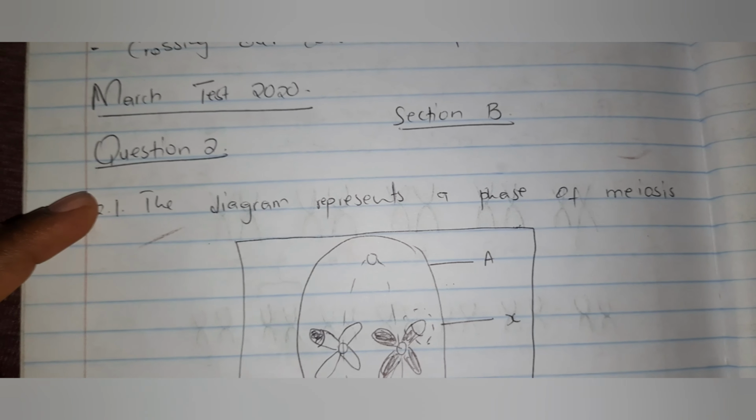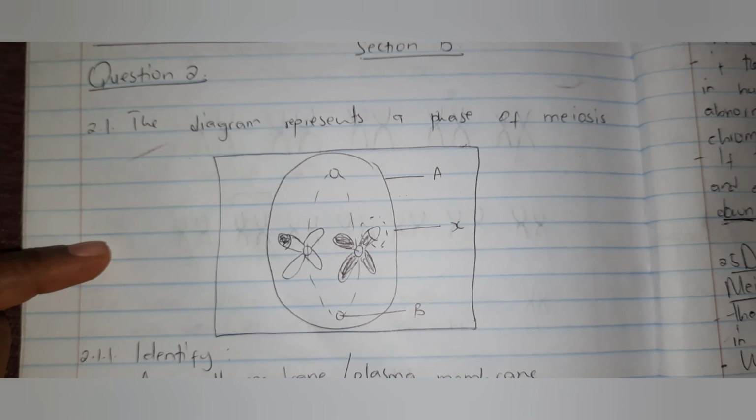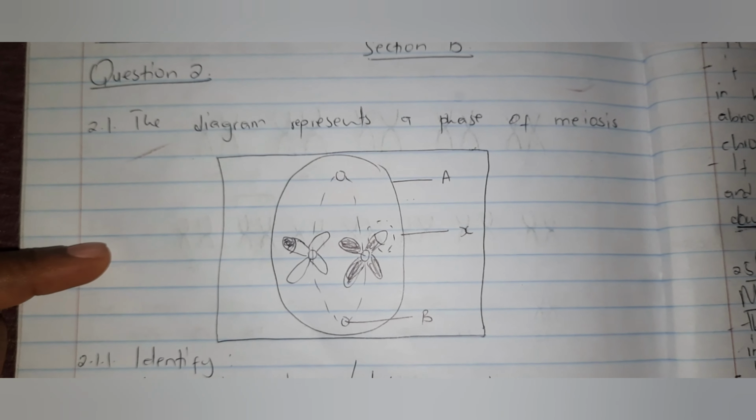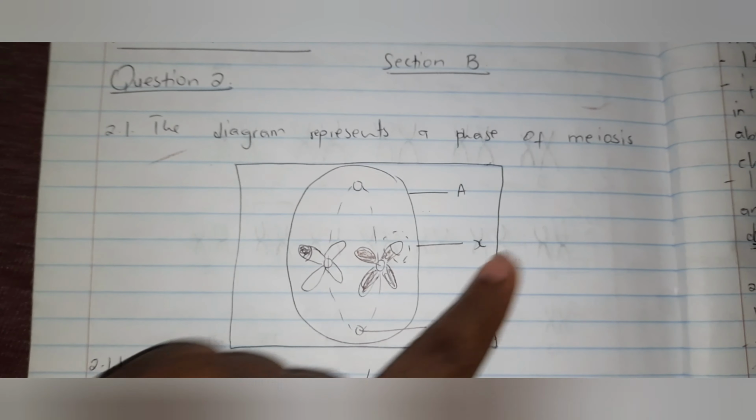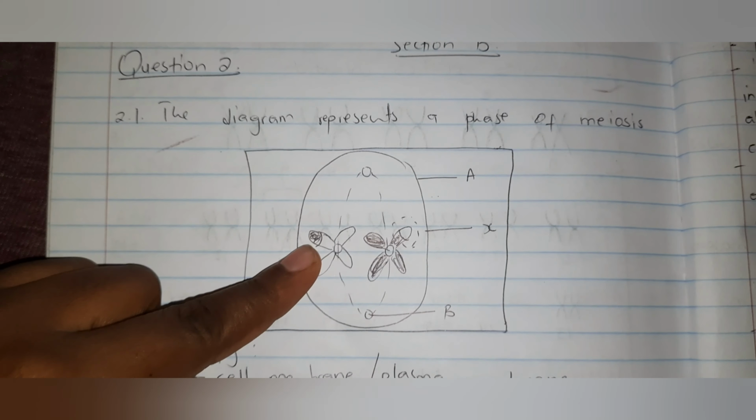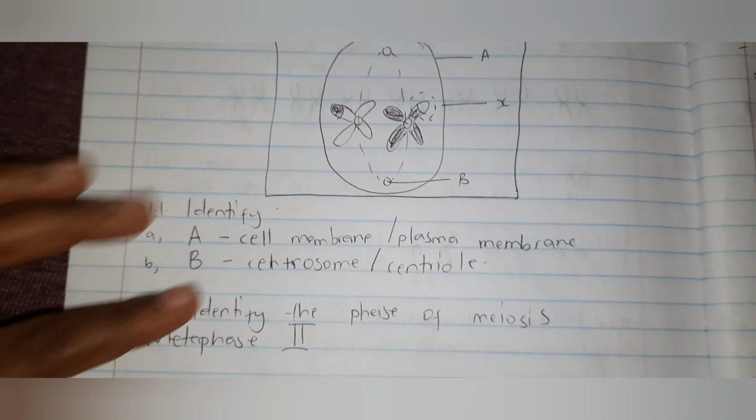So let's start with question 2, which is section B. We are given the diagram here of a phase of meiosis. The diagram represents the phase of meiosis, so we need to analyze this diagram and then be able to answer the questions that follow. Let's go.